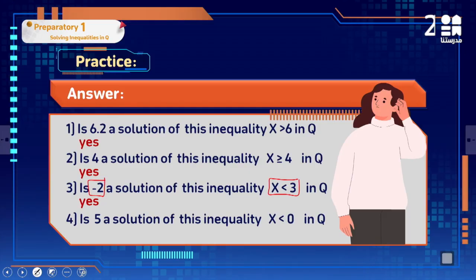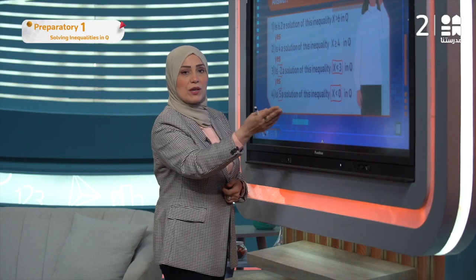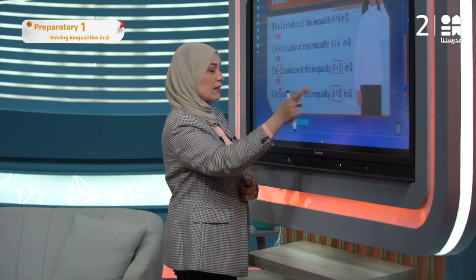Number 4, is 5 a solution of this inequality, x less than 0? Less than 0 means all the negative numbers, and here in Q maybe 0.9 and so on. But my value is 5. 5 is greater than 0, not less than 0, so the answer is no, of course.